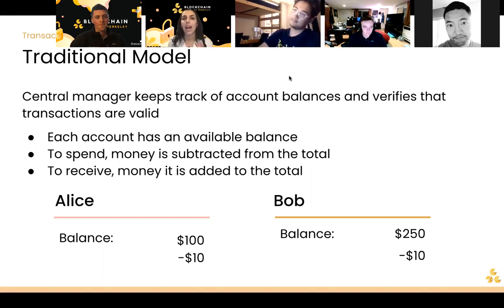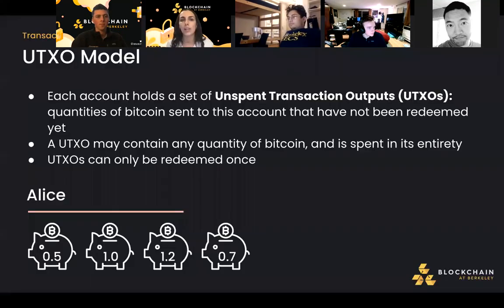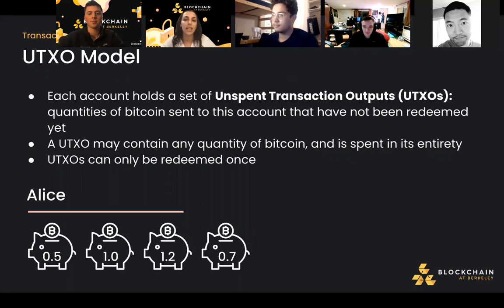And maybe I had those at some point, but we need to make sure that those $5 1 bills weren't used anywhere else when I try to send those to Nate. And so that becomes a little bit of a problem when you get into Bitcoin. But when we talk about transactions with Bitcoin, they use the UTXO model. UTXO stands for unspent transaction outputs. And every Bitcoin account holds a set of UTXOs, which are just quantities of Bitcoin that have been sent to that account that have not been redeemed yet.